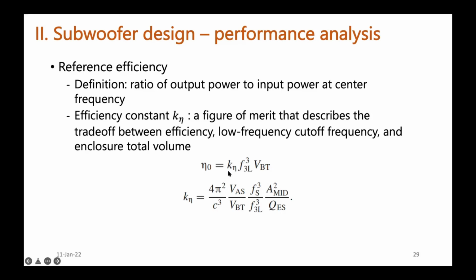And here is a constant called the efficiency constant, and it is a figure of merit that describes the benefit you can get from a specific type of enclosure. It's regardless of the low frequency cutoff or the volume. So it's very important. And for the 6th order bandpass enclosure, we have this expression for the constant. And again, we can do some parametric study.